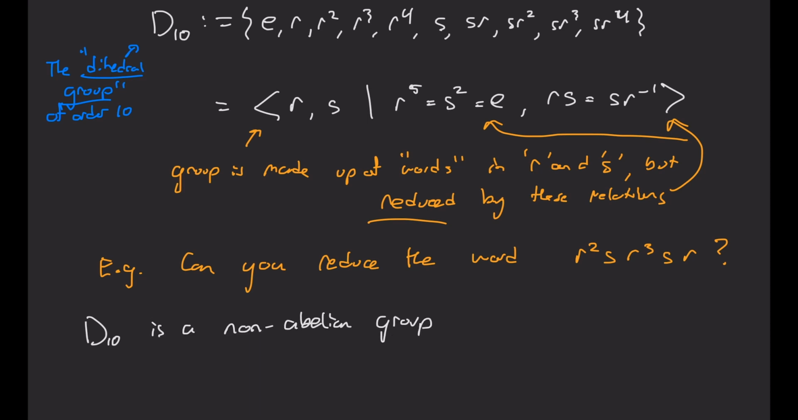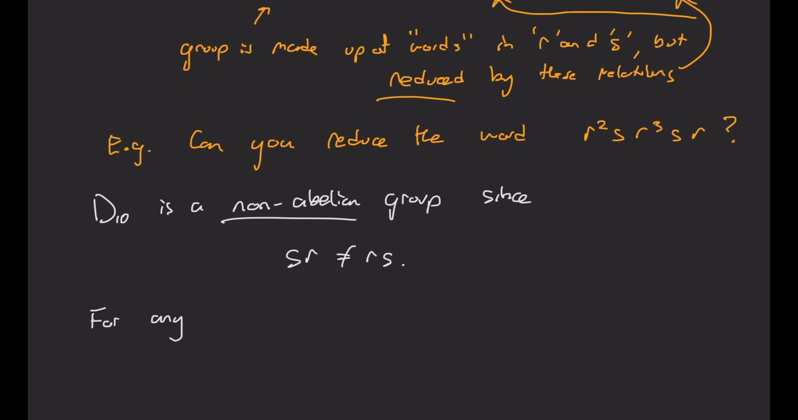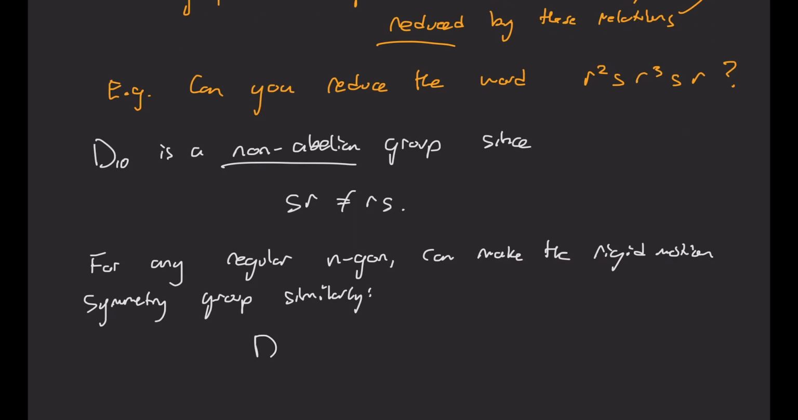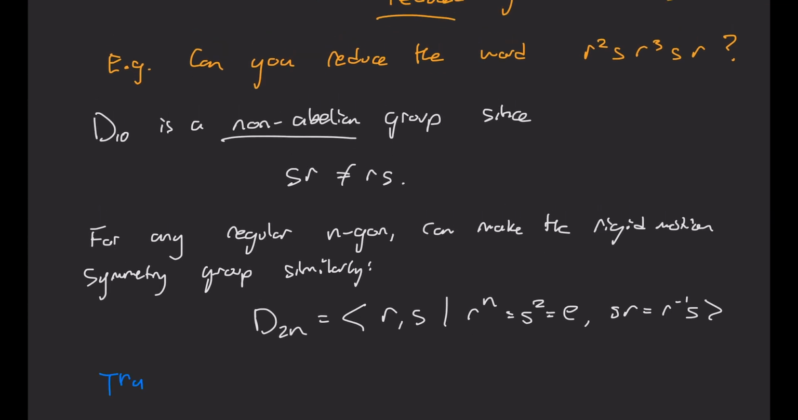Okay, so D10 is a non-abelian group since SR is not the same as RS. You can check that for yourself. And in fact, for any regular n-gon, we can make the group of rigid motion symmetries in the same way. We'll call it D2n to be the group generated by elements R and S, so a rotation and a reflection, such that now R to the n is equal to E, but otherwise they're the same. So I encourage you to try playing with D6 and D8, as these are the symmetry groups for the triangles and squares.